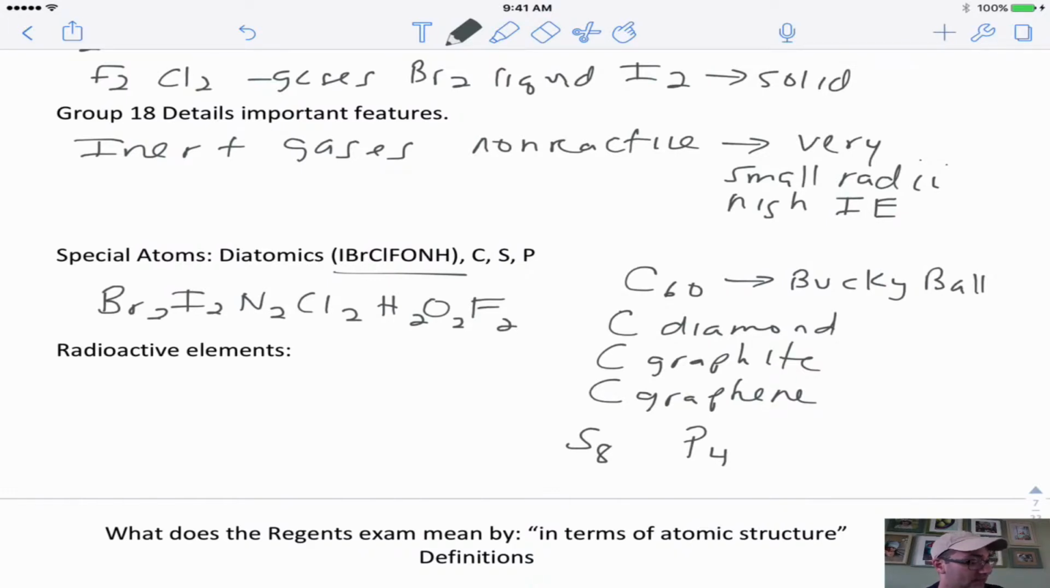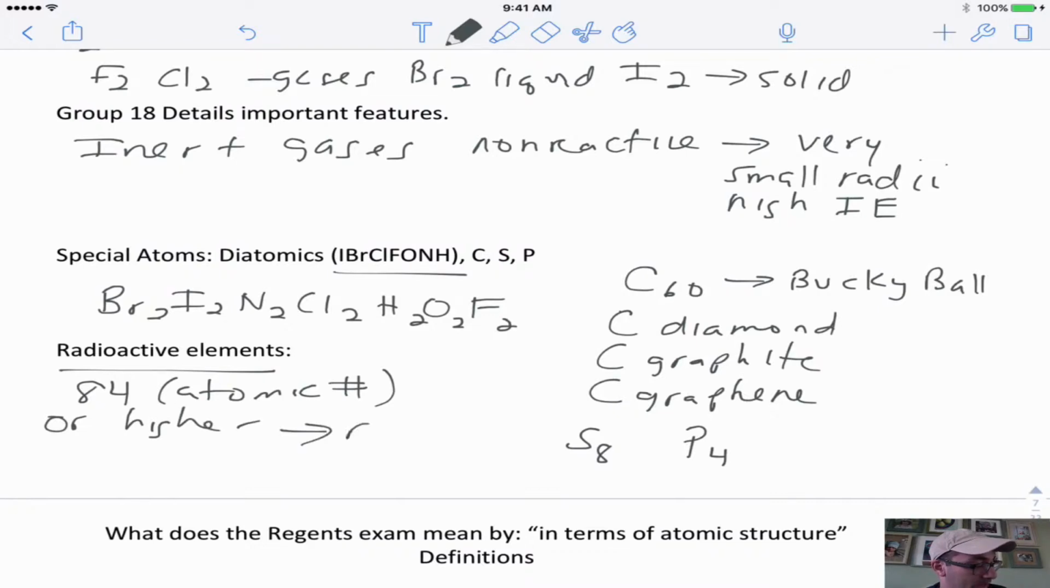Radioactive elements: although we're going to do a chapter on radioactivity, and you've seen this before with Regents chemistry, you might already know that any element with atomic number 84 or higher is going to be radioactive. It's not stable. So these are just some fun facts about the elements.